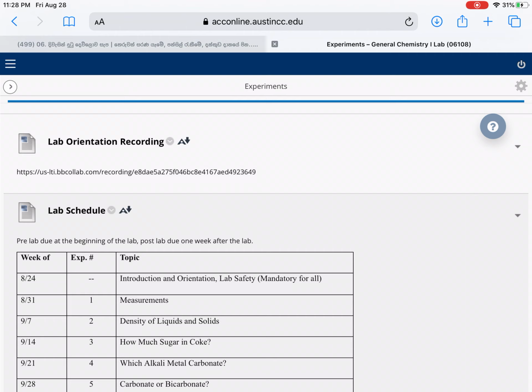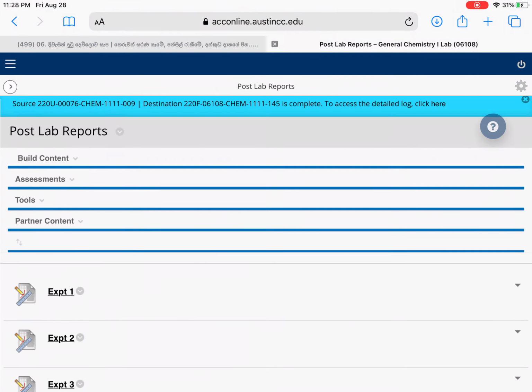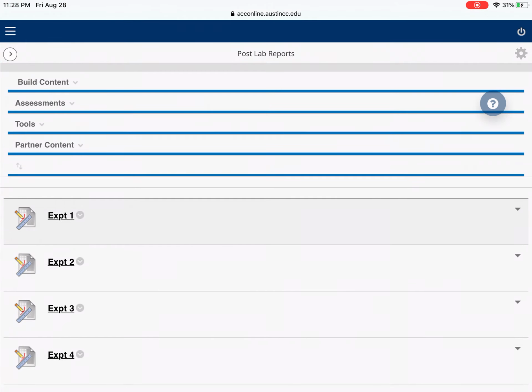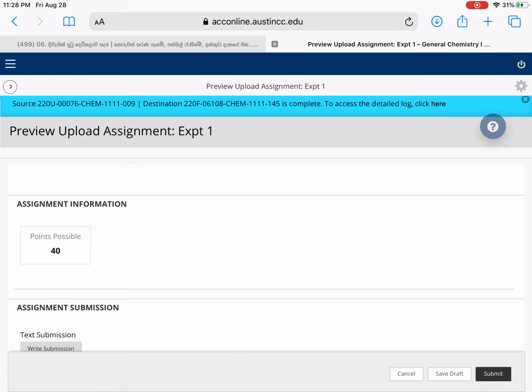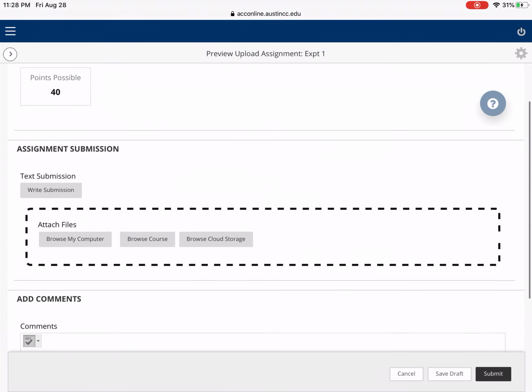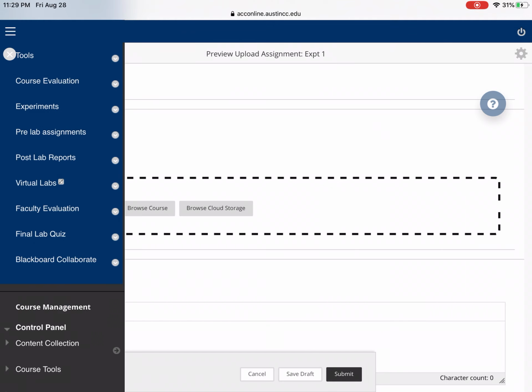Now, where do we turn in our post-lab report? You go to this link, post-lab reports, and for experiment 1 there is a slot here. You click that, and then you can turn in the report sheet. You can combine it together and attach it as a PDF, or take pictures from your cell phone, or maybe scan it and attach it as one document. Okay, so you can turn it in over here. That's how you turn in your post-lab reports.